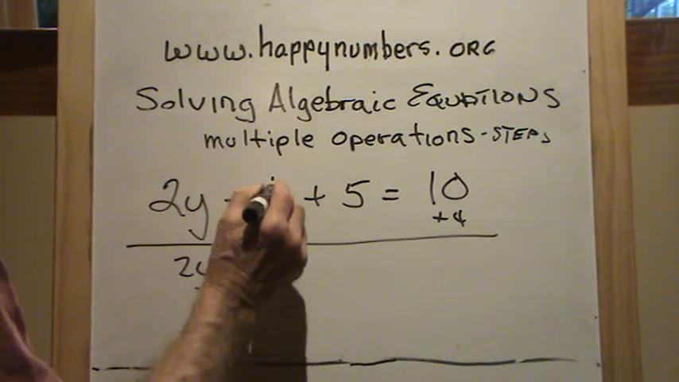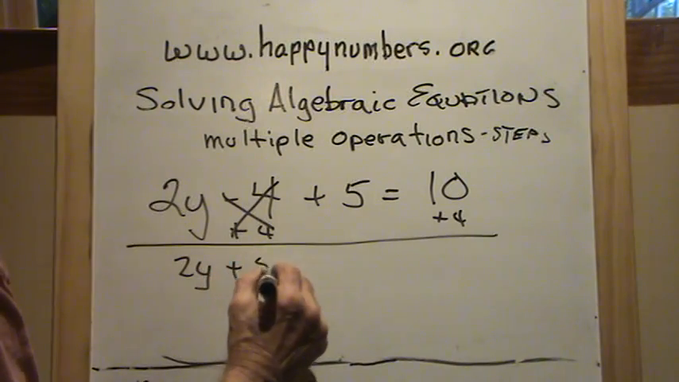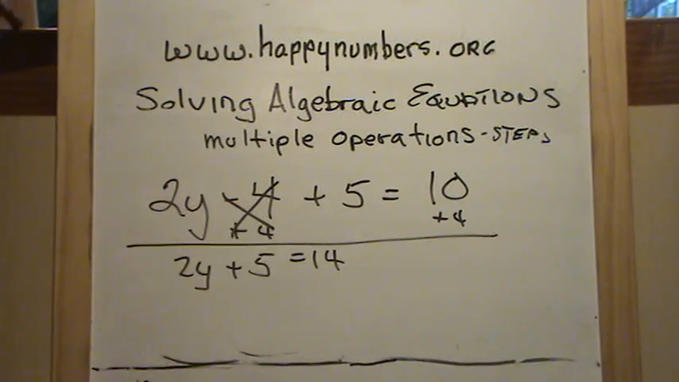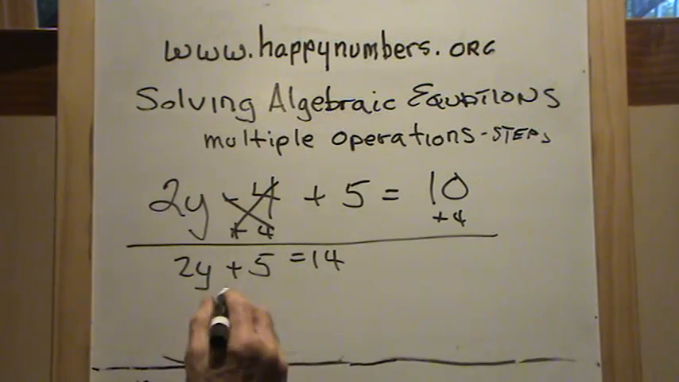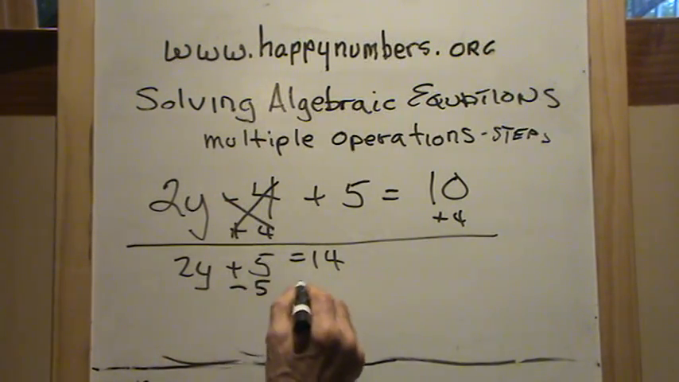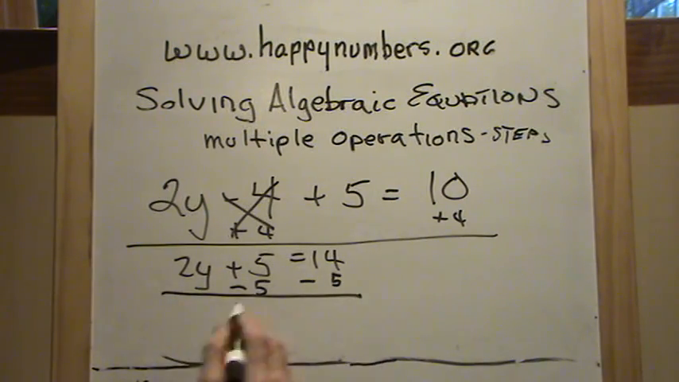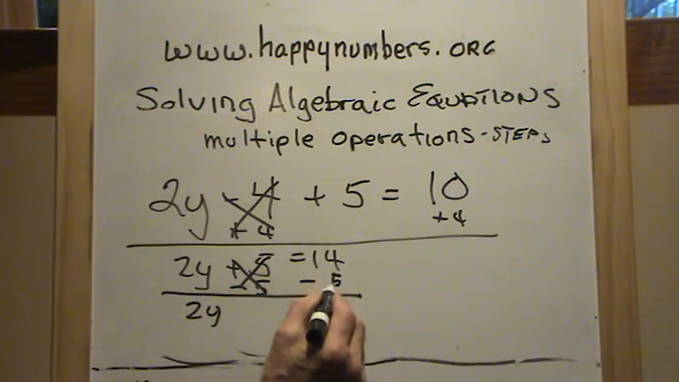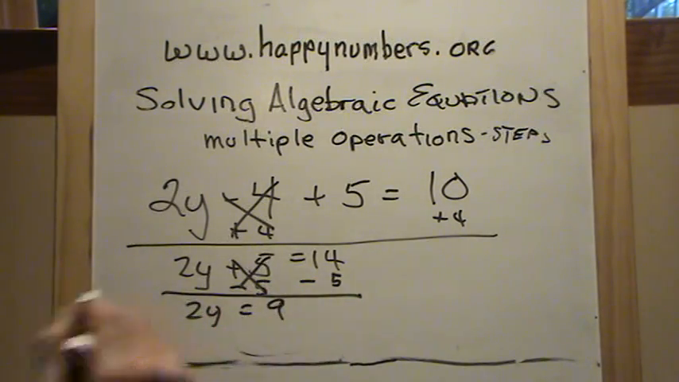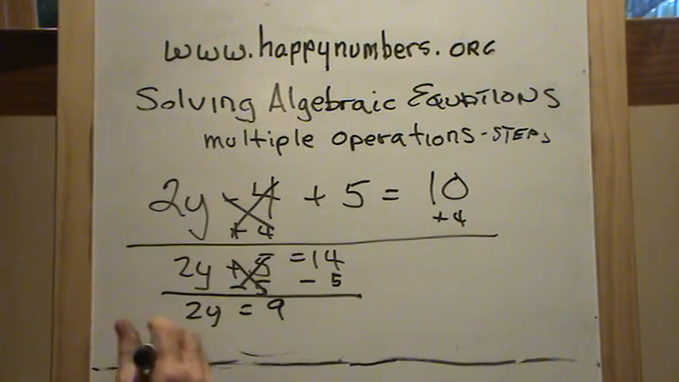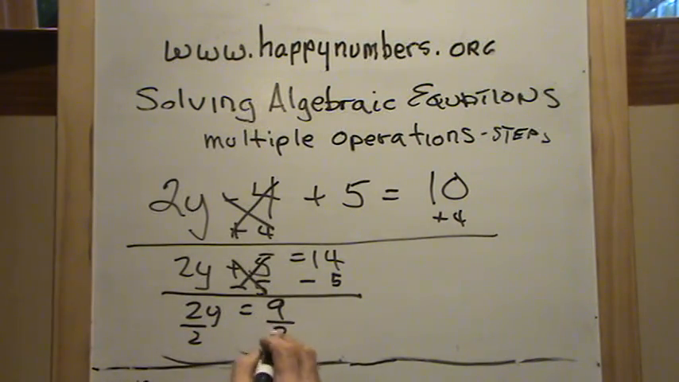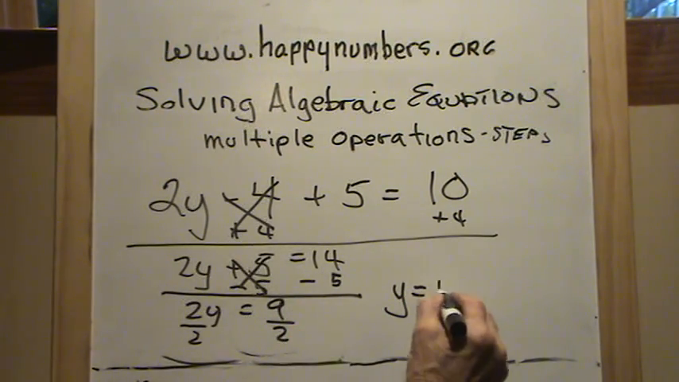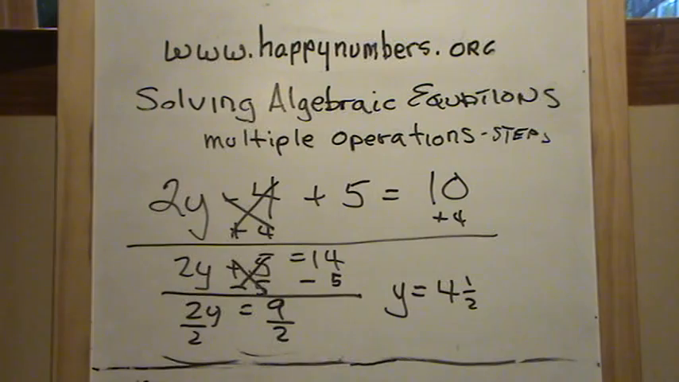We'd get 2y, and this would go away, plus 5 equals 10 plus 4 is 14. Now I have a positive 5, so I would use the opposite, negative 5, and I have to use negative 5 here. And I would get 2y, and then this would go away, equals 14 minus 5, which is equal to 9. And then I have multiplication here, and so I would divide and divide, and I would wind up with y equals 9 divided by 2, which would be 4 1/2.